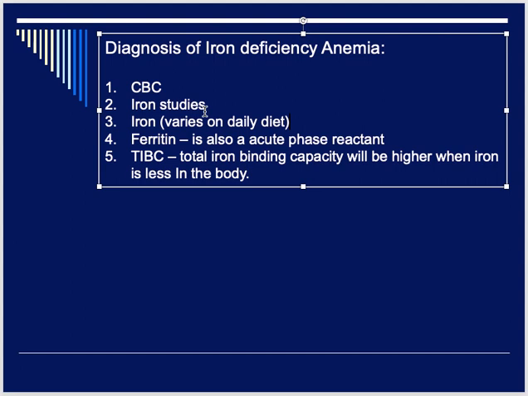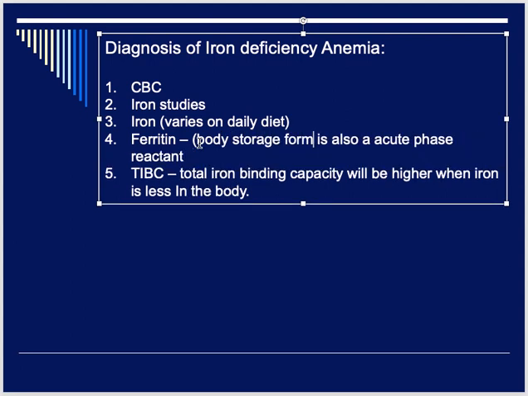Because all the serum iron is bound with transferrin, that's why we go for ferritin. And ferritin is a very important test because ferritin shows the body stores. In the start I showed you that the iron is stored in the body in the form of ferritin, so this is the body storage form. But it is also an acute phase reactant, so in case of inflammation, infections, malignancies, it is going to go up.